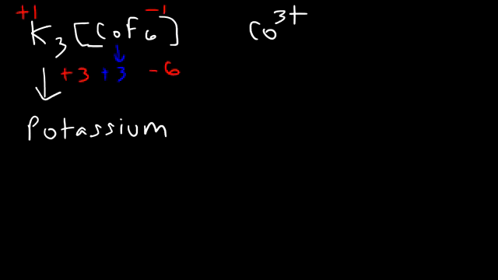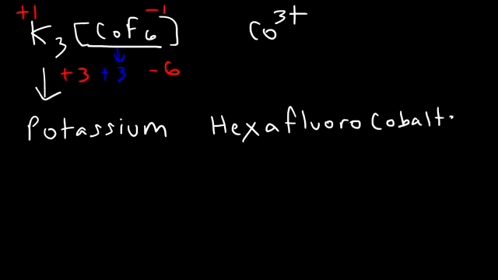Now let's go ahead and name the complex ion. So we have 6 ligands, therefore this is going to be hexa, and the ligand is fluorine, so we're going to call it fluoro, and then the Latin name of cobalt, which is cobaltate, and then the oxidation state 3. So it's called potassium hexafluoro cobaltate 3.